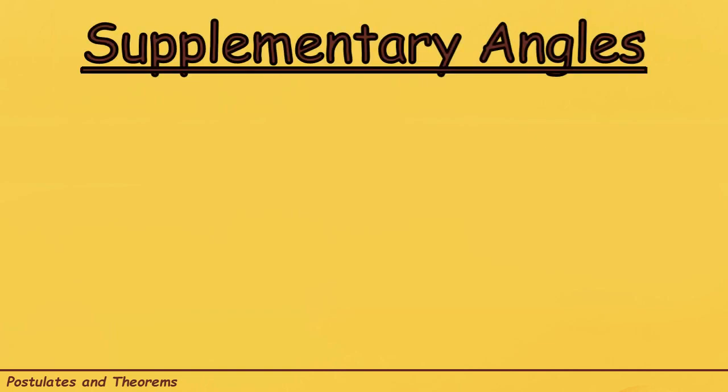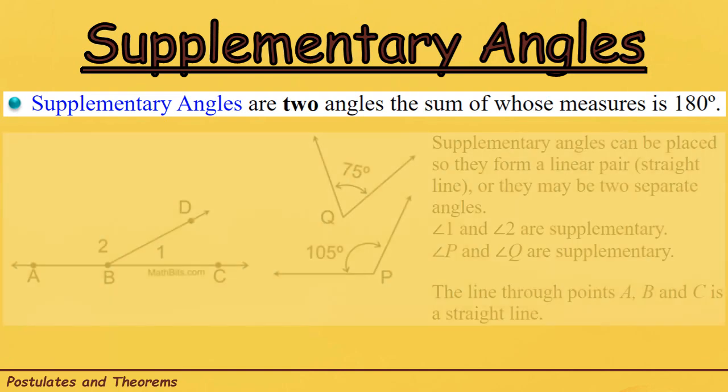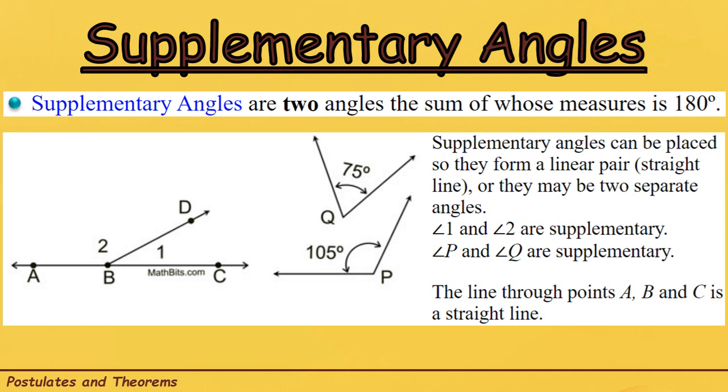After the complementary angles, we have the supplementary angles. Supplementary angles are two angles the sum of whose measures is 180 degrees. So kung kanina ang sum daw ng two angles is equivalent to 90 degrees, this time sa supplementary angles ang sum of two angles is 180 degrees. Let's take a look at our example. Supplementary angles can be placed so they form a linear pair or straight line, or they may be two separate angles. So let us focus first on the first figure.